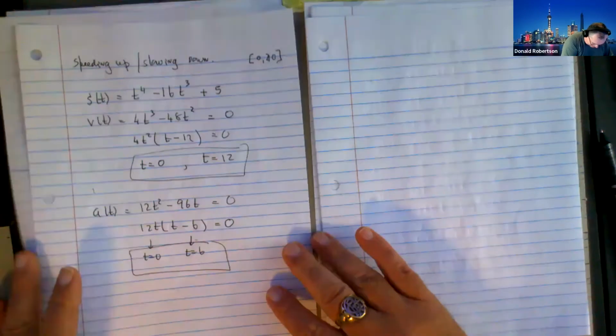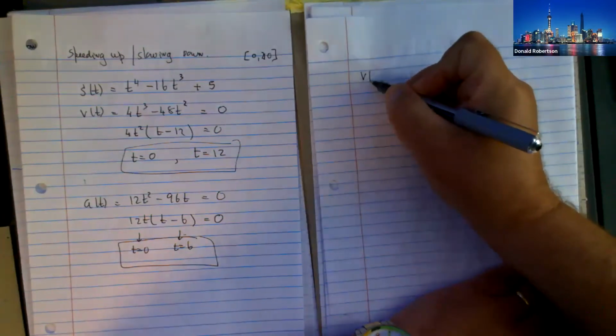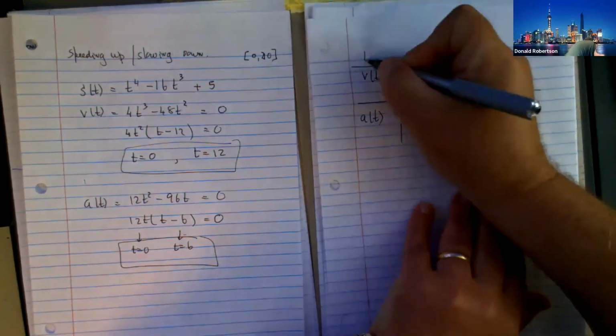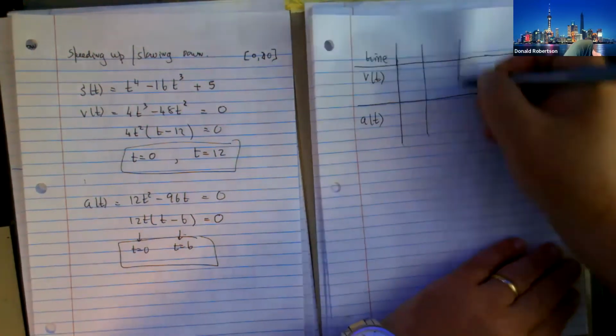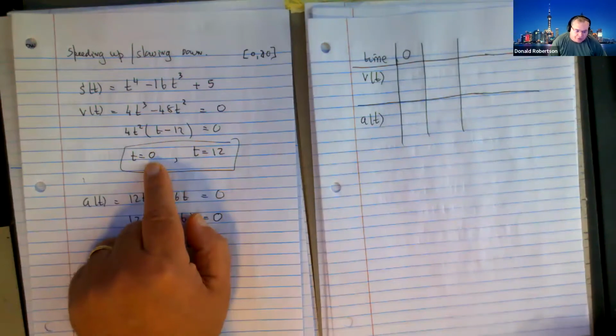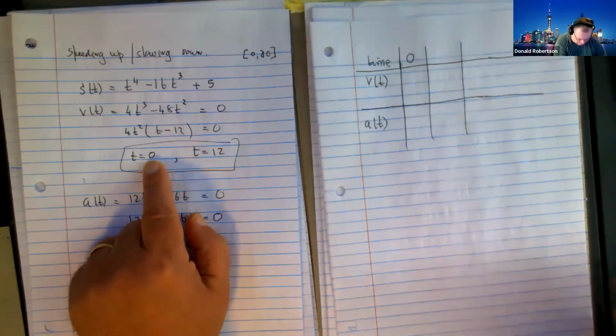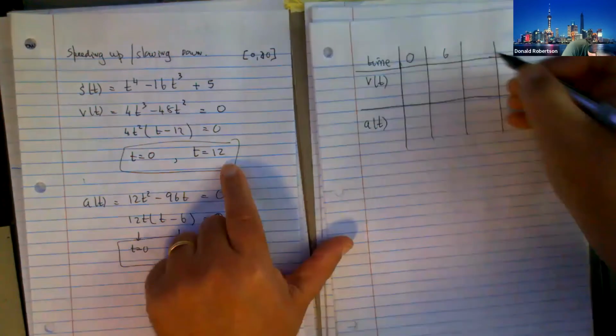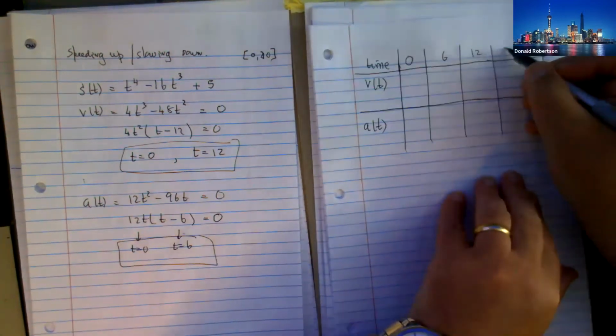And now you're going to make a very interesting little table. You're going to do a velocity table, and underneath it, an acceleration. And right at the top, you're going to have time. Time starts at 0. And you're going to pick little snapshots of time. 0, gotcha. 6 seconds, gotcha. 12 seconds. And in this one, you finish with 20.